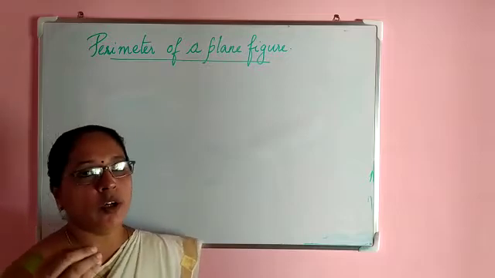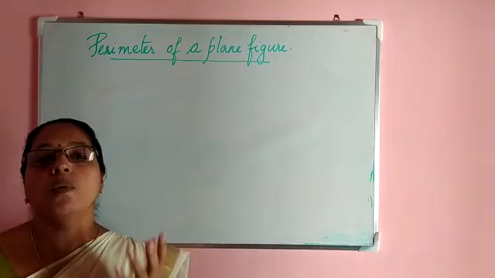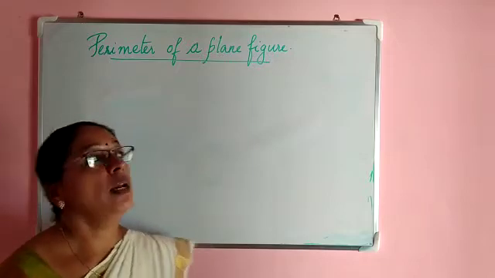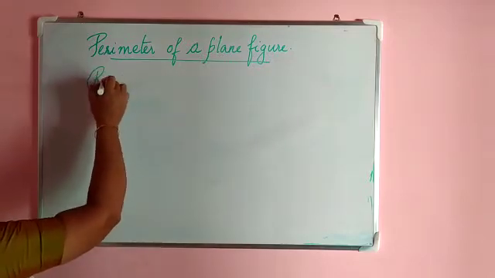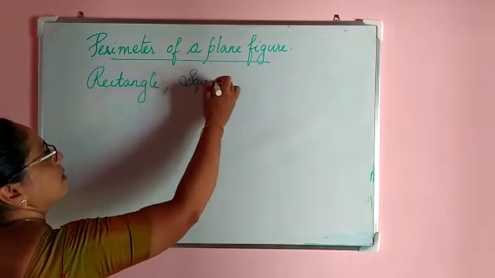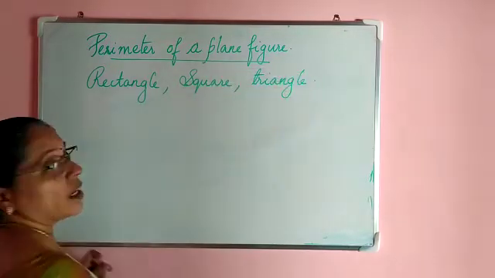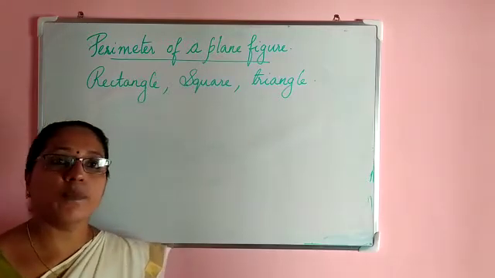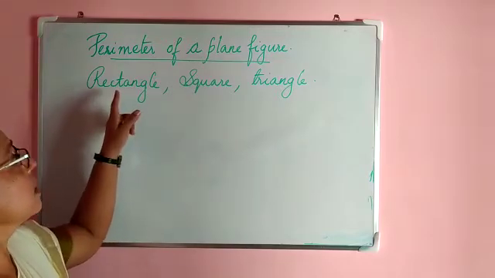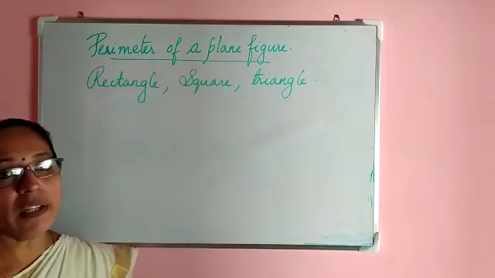In that we are moving on to a new concept, that is perimeter of a plane figure. What is perimeter? Before that, what do you mean by plane figures? Plane figures are rectangle, square, triangle, circle. All these are known as plane figures, two-dimensional figures. So we are going to learn how to find the perimeter of rectangle, square, triangle.